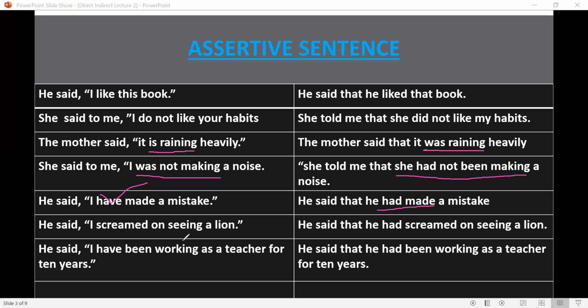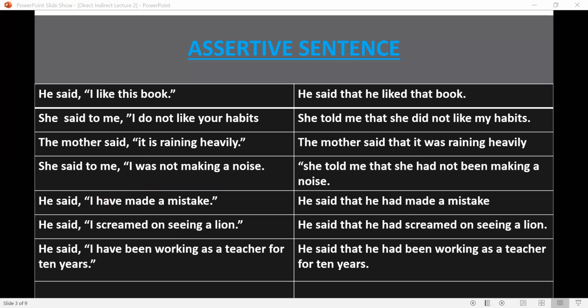He said, I screamed on seeing a lion. Screamed, second form, is past indefinite. Past indefinite will be changed into past perfect. He said that he had screamed on seeing a lion. He said, I have been working. Present perfect continuous will be changed into past perfect continuous. He said, I have been working as a teacher for 10 years. He said that he had been working as a teacher for 10 years.